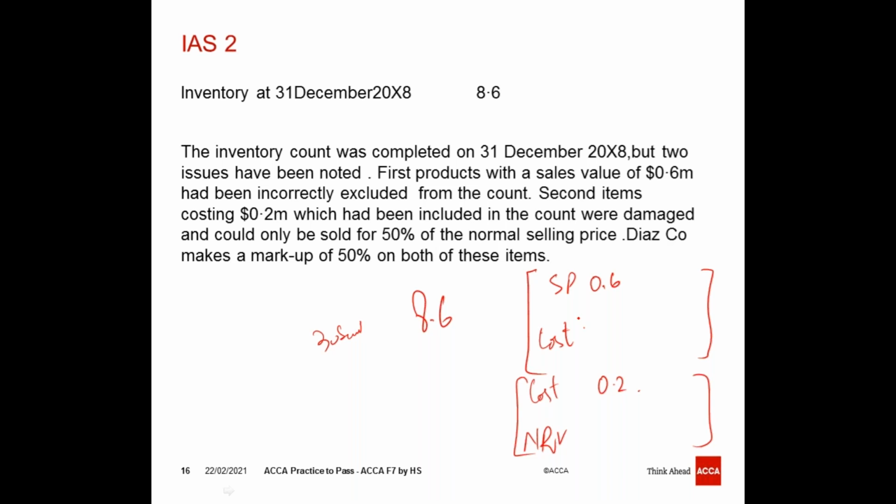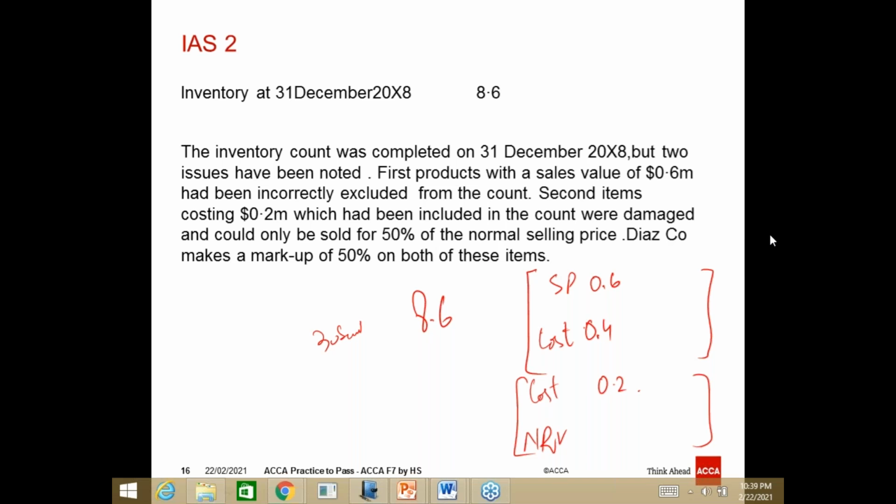If the selling price is 0.6 million and there is a markup, meaning cost plus 50%, then the sale value should be 150%. So the cost will be 0.4 million for this one. Is it clear to all of you?